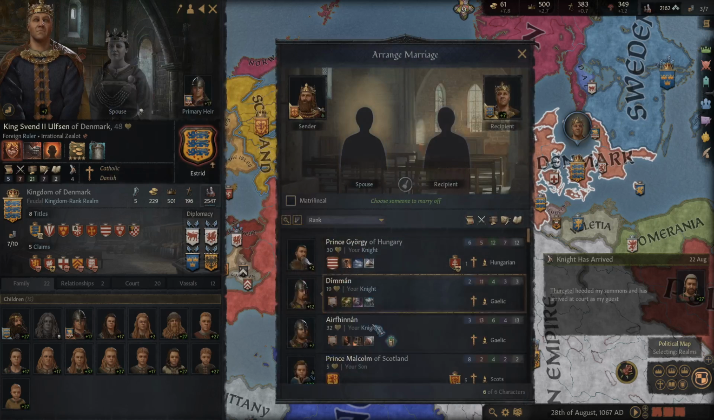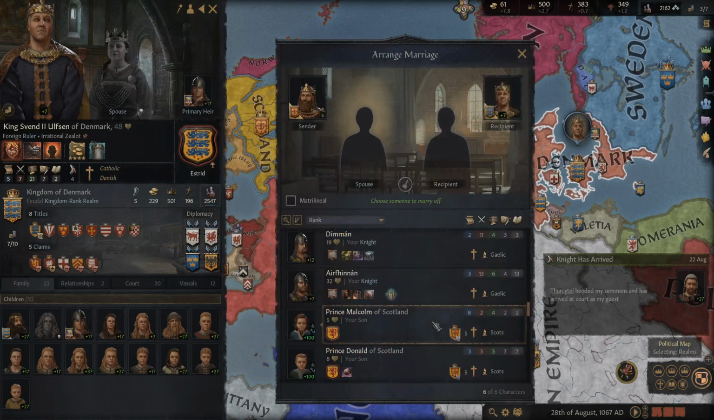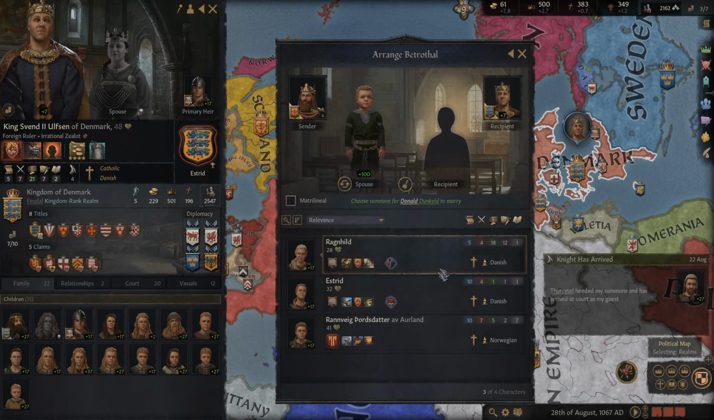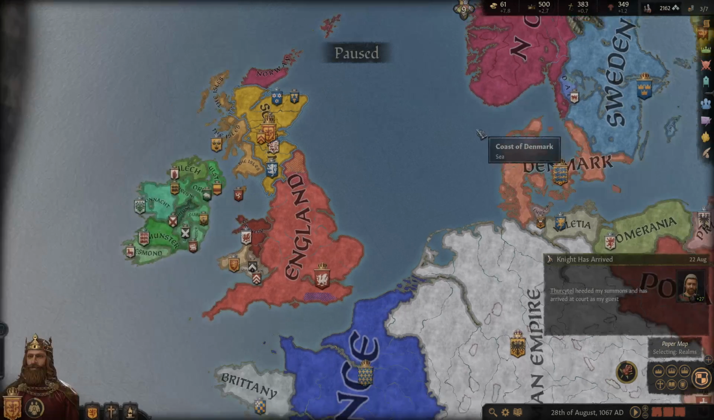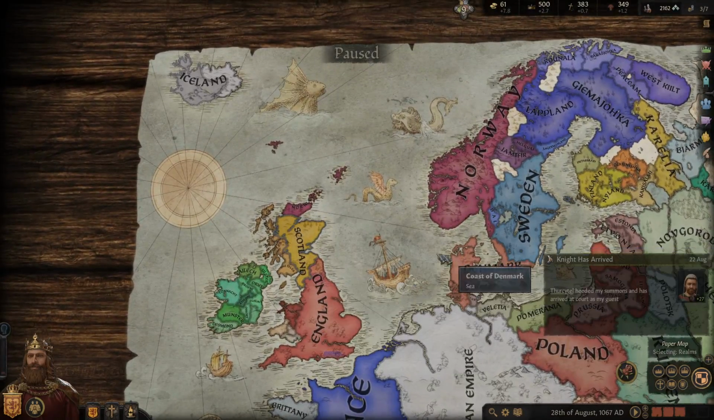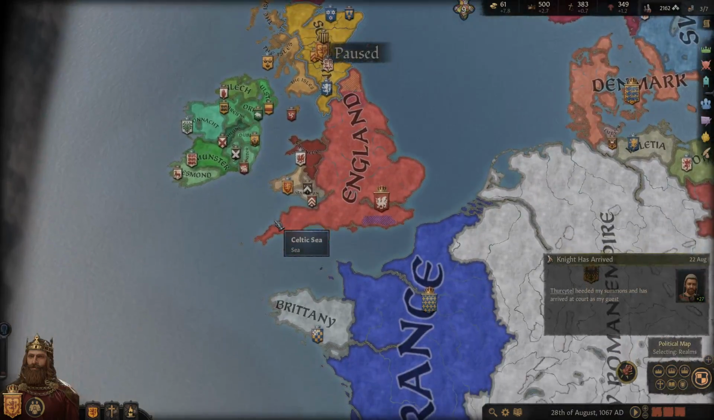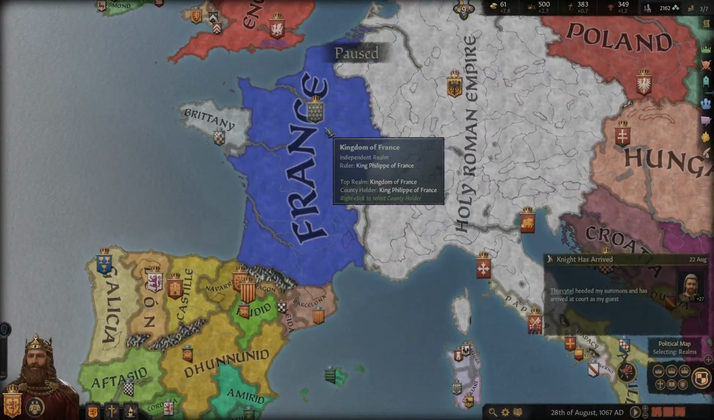So hey, do you have anybody for me? Go Prince Donald. Can we marry? Nope, these are all older ladies. Not gonna happen. Okay. Sweden's not particularly strong. Who do I want to marry into?